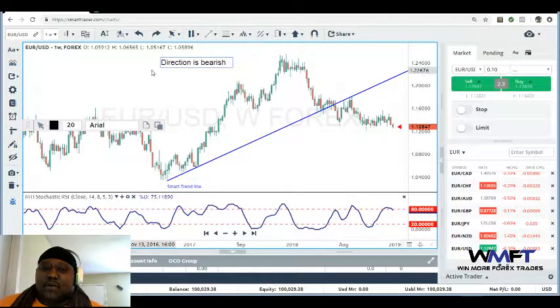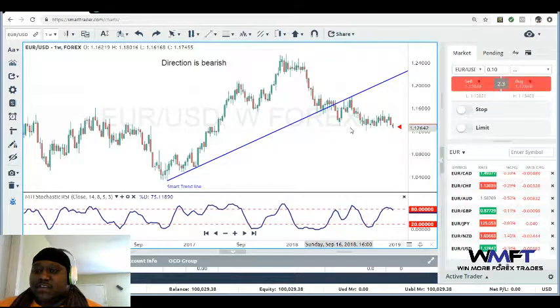Now, just because we see that it's bearish here, that does not mean that we're actually going to sell or actually going to buy. This is just the overall direction. So we want to sell long term and we want to buy short term.